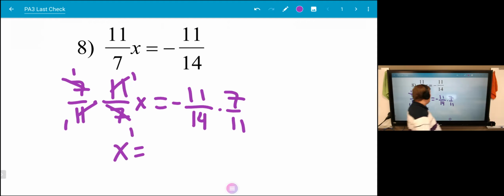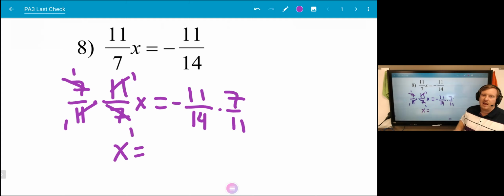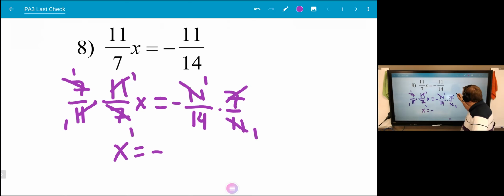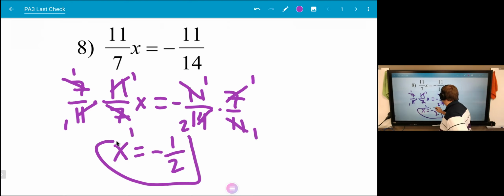Fantastic. On the other side, well, I've got a negative times a positive. Opposite signs when you're multiplying give you a negative. Can I simplify 11 and 11? Yeah, we can do that. Simplifies to 1. How about 7 and 14? 7 goes into 7 once. 7 goes into 14 twice. On top, 1 times 1 is 1. On bottom, 2 times 1 is 2. I ended up with negative half.